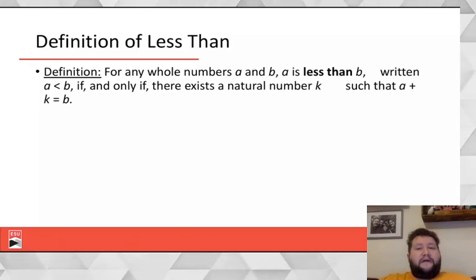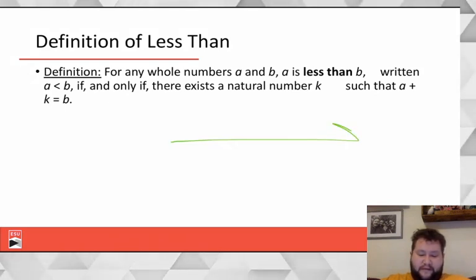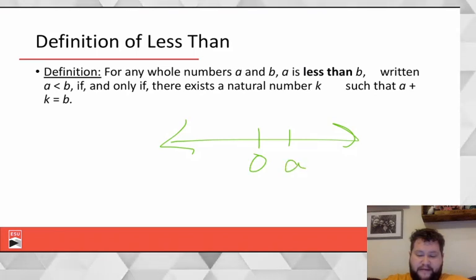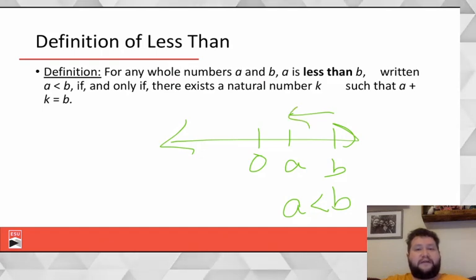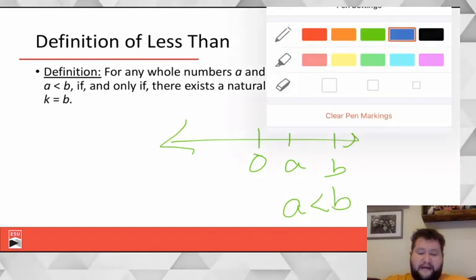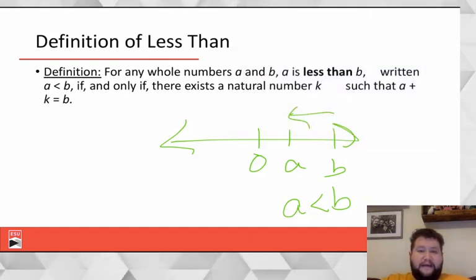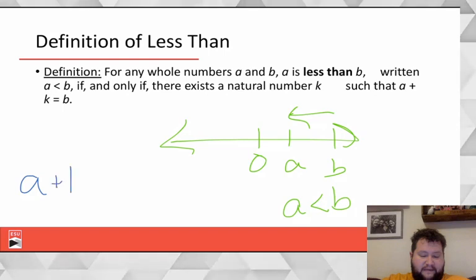And so I also want to give you a formal definition for less than, because informally we can say, well, if I have a number line and 0 is here and some a is here and b is here, a is less than b if it's left of b on the number line, and we write that a < b. But our formal definition is that a is less than b if and only if there is some natural number k such that a plus k equals b.